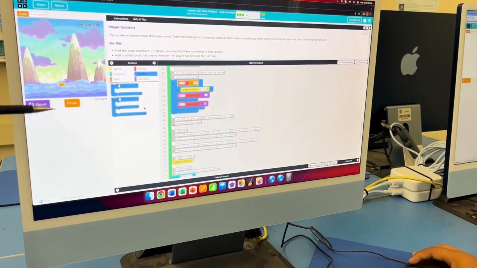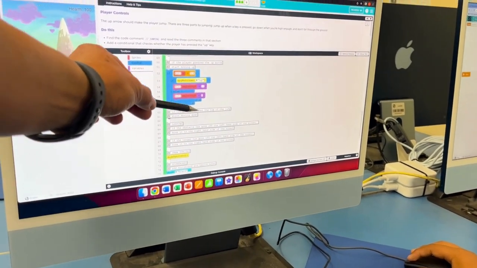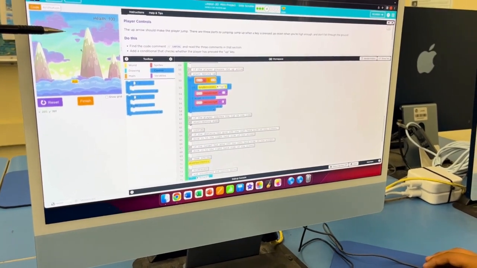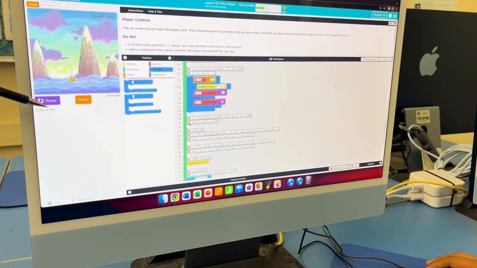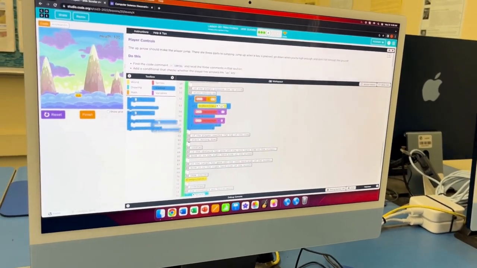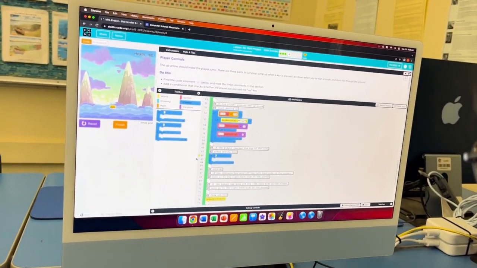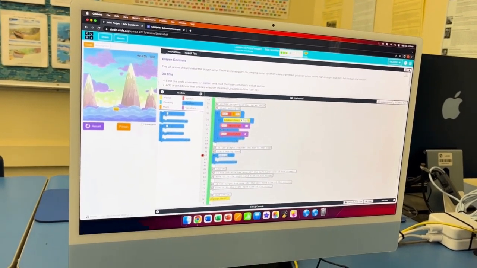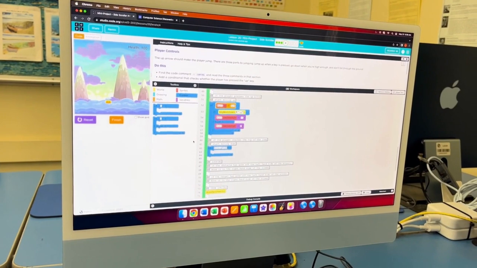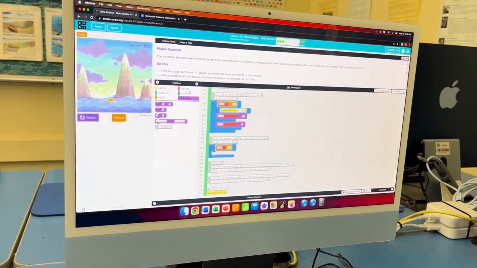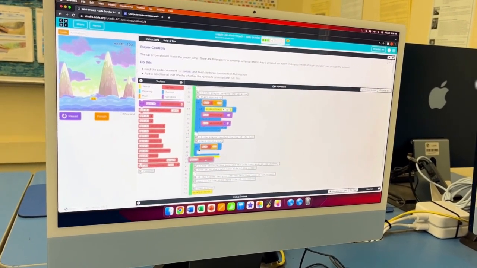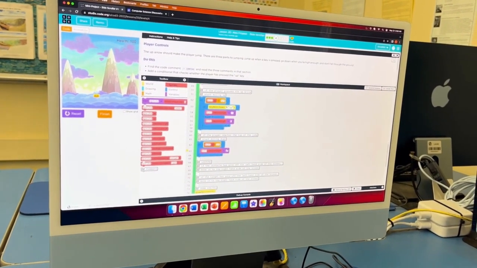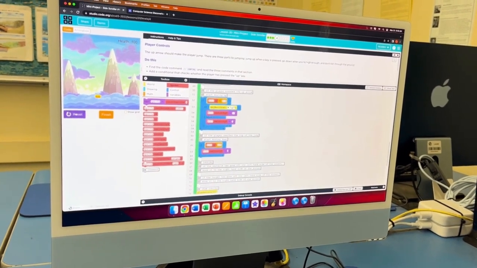Okay, so at this point we want to, if the player reaches the top, start moving down. So around this height, about 120 or so, make the jumper come down. About 120, yes. Come down, so that's a positive velocity. Try it.